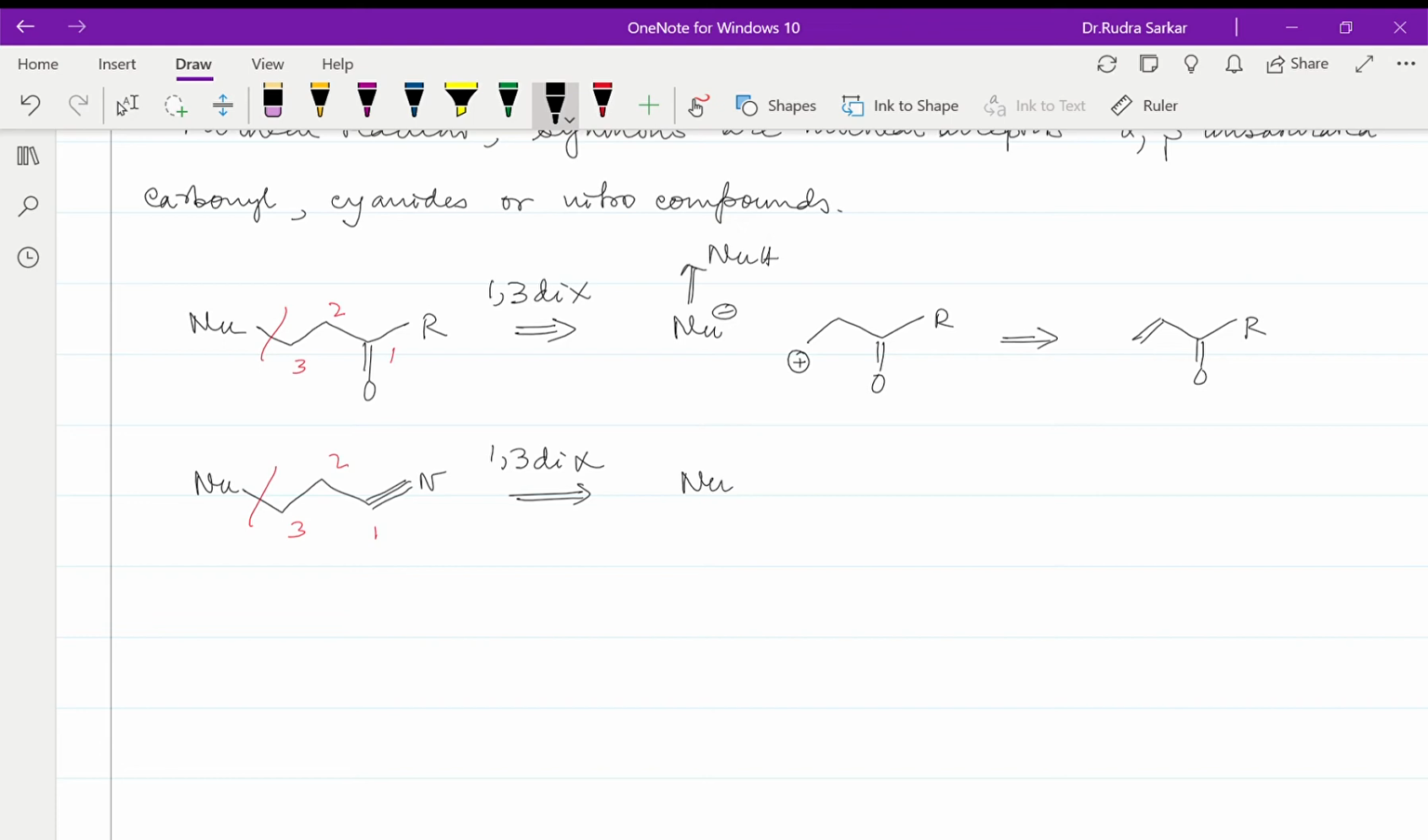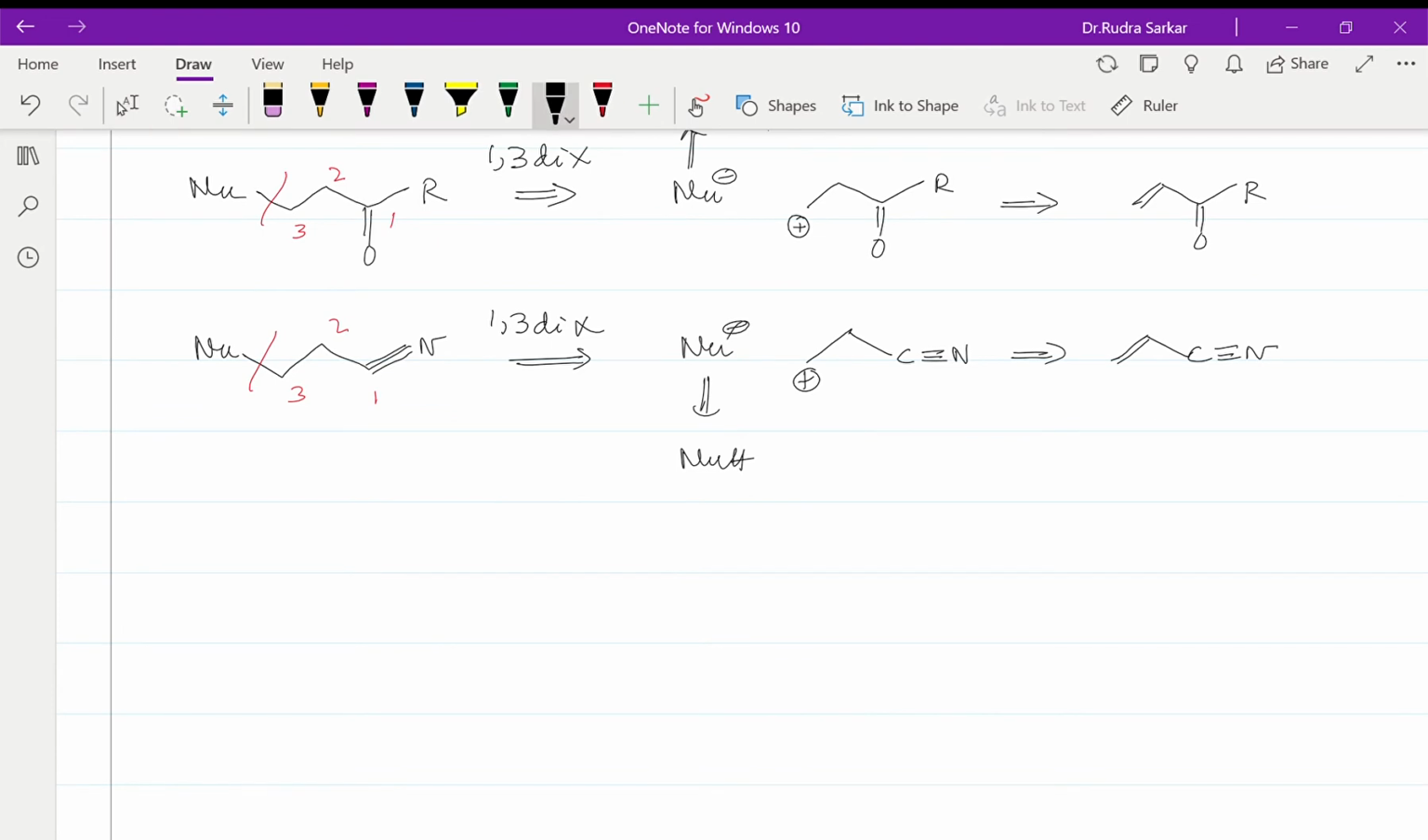Then again we have Nu minus, which is going to be forming some reagent NuH, and we have the alpha beta unsaturated nitrile as our reagent. Okay.